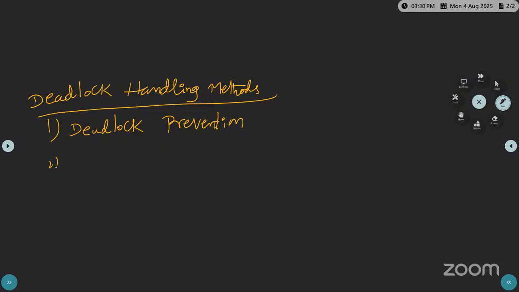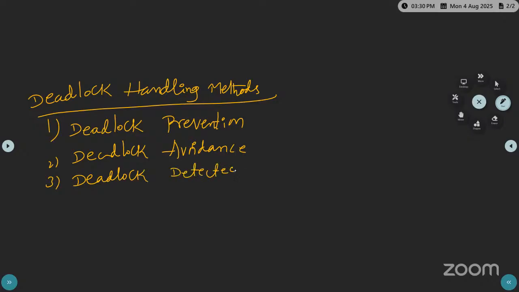Deadlock prevention, deadlock avoidance, and deadlock detection and recovery are the deadlock handling methods. Deadlock detection separate, deadlock recovery separate, no issue.